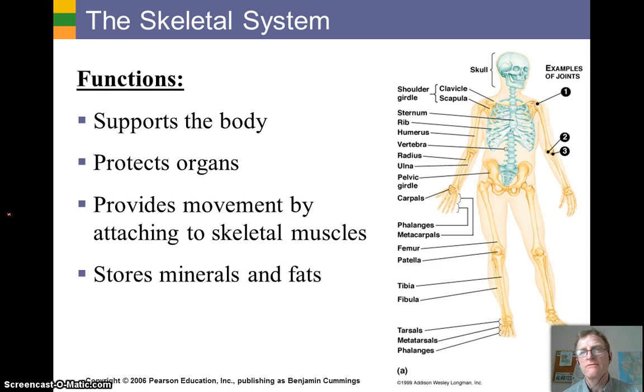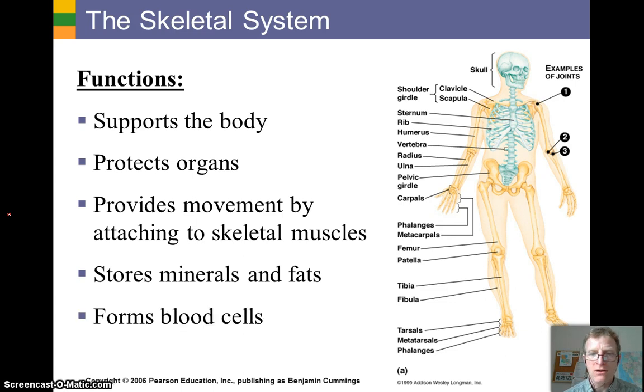And then storing minerals and fats. The main mineral stored in your bones is obviously calcium. Phosphorus is another important mineral that's stored in our bones. When our bodies need calcium or phosphorus, we can actually just take that out of our bones. And if you don't get enough calcium in your diet, you'll get weakened bones because you'll strip too much calcium out of your bones. And the middle of your bones, the marrow, some marrow is white. It's white because it's fat. It's where we store excess fat.